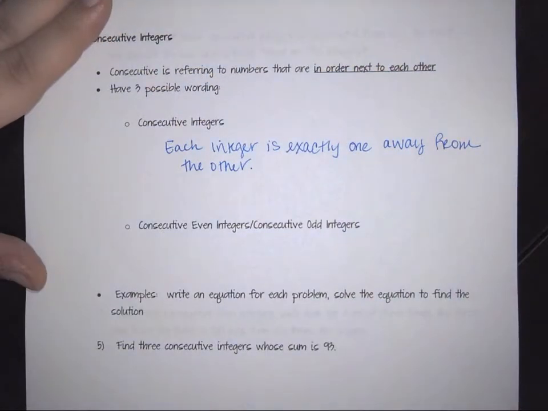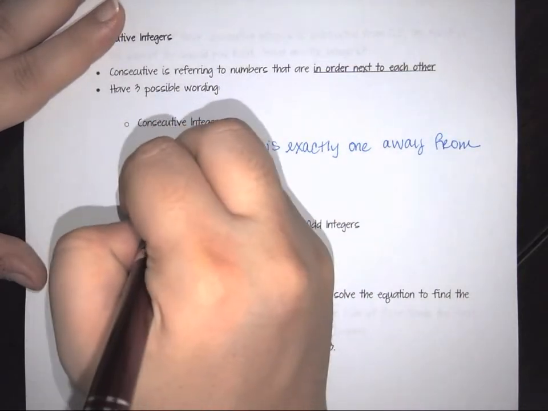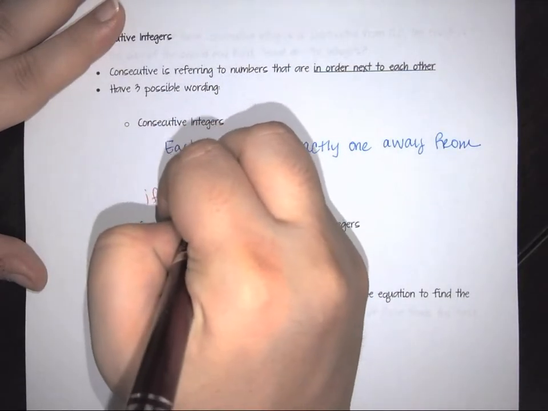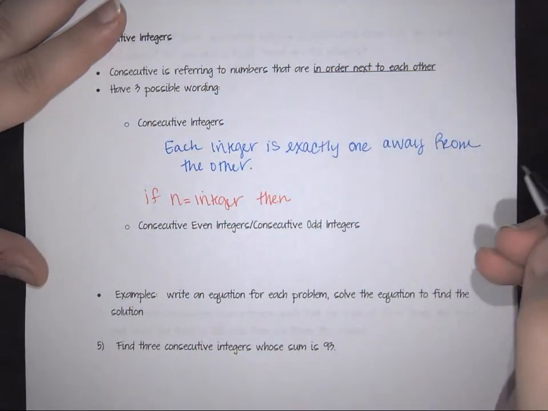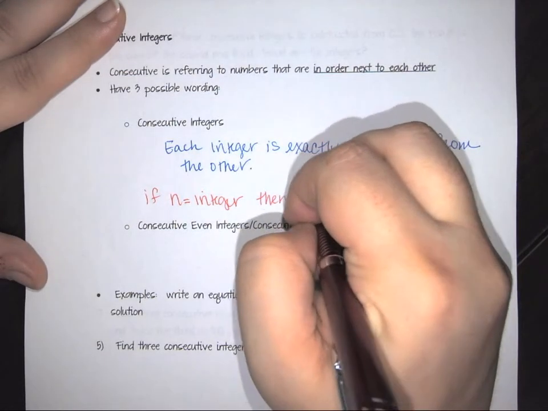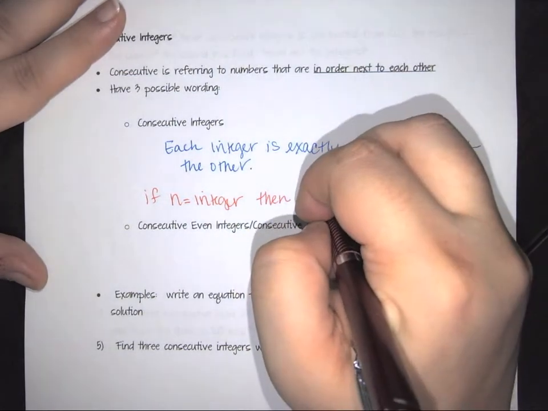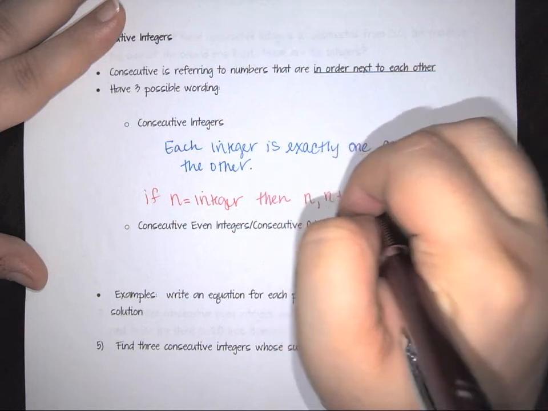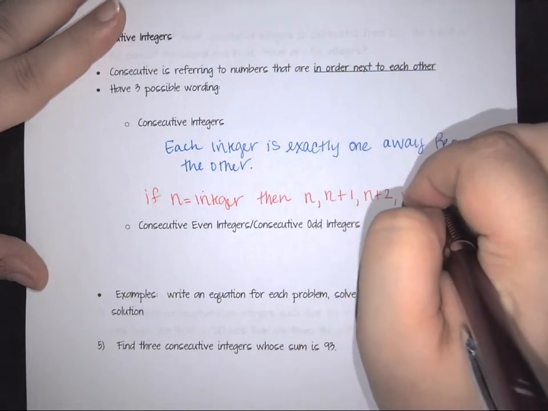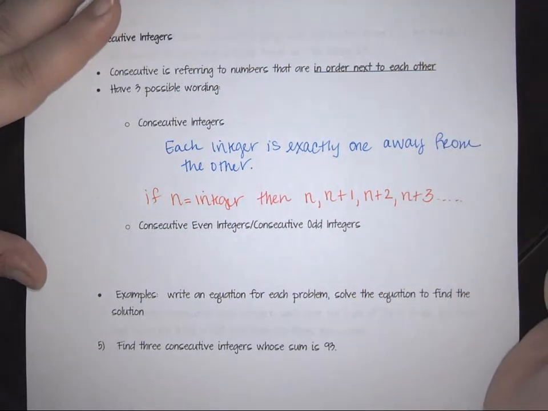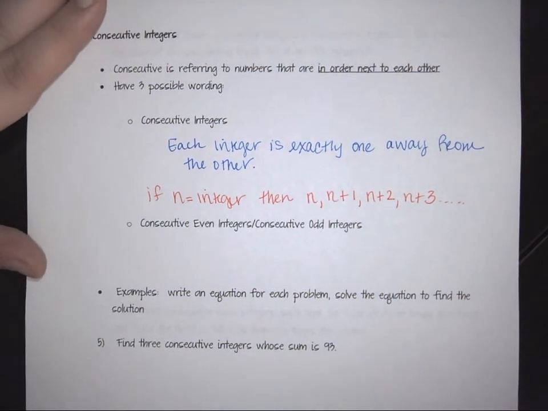So what that means is if n represents an integer, then your consecutive integers would be listed as n, which is where you start, and then n plus 1, n plus 2, n plus 3, and so on. Okay.